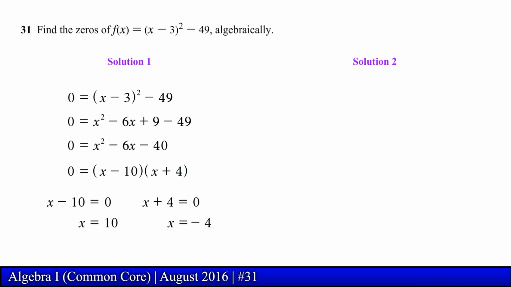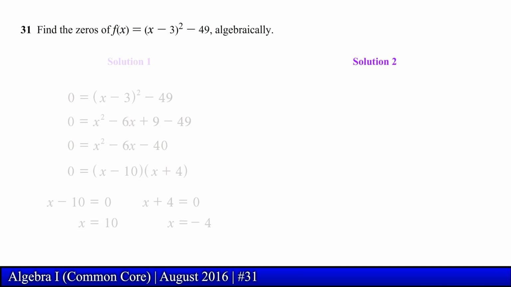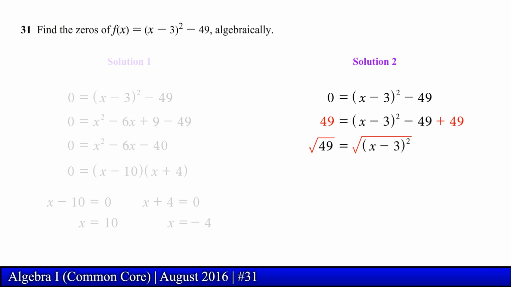We can also solve this problem by once again setting the equation equal to 0. But this time, instead of expanding the binomial, we isolate the binomial by adding 49 to both sides of the equation. We then go ahead and take the square root of both sides. The left side will simplify to positive or negative 7, and the right side of the equation will be equal to x minus 3. Next, we solve for x by adding 3 to both sides of the equation.